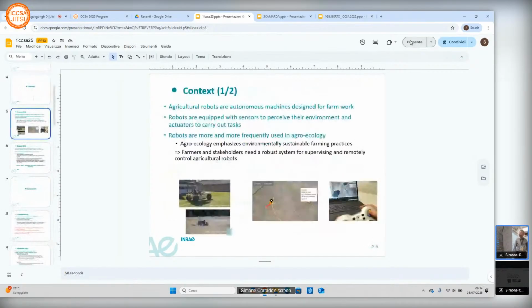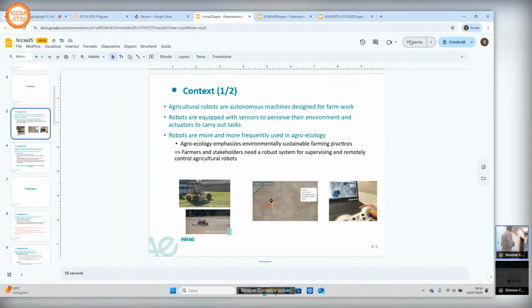Any plans? The robots are now used. We use real robots, and they are really used. The problem is that the robot firms have their own supervision system. But this supervision system is quite simple.